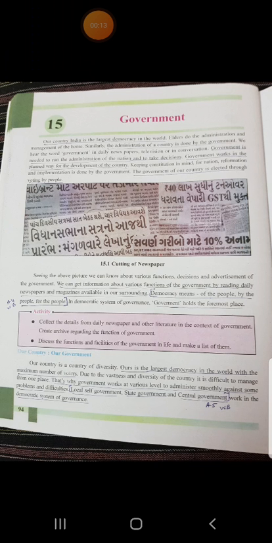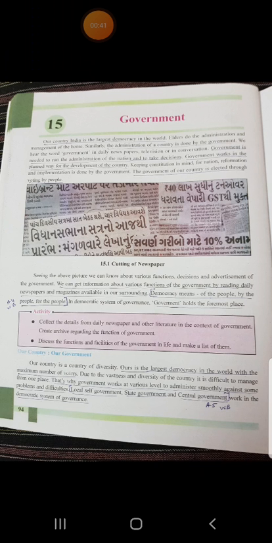Our country India is the largest democracy in the world. Elders do the administration and management of the home. Similarly, the administration of the country is done by the government. Our country has a democratic form of government and it is the largest democracy in the world.